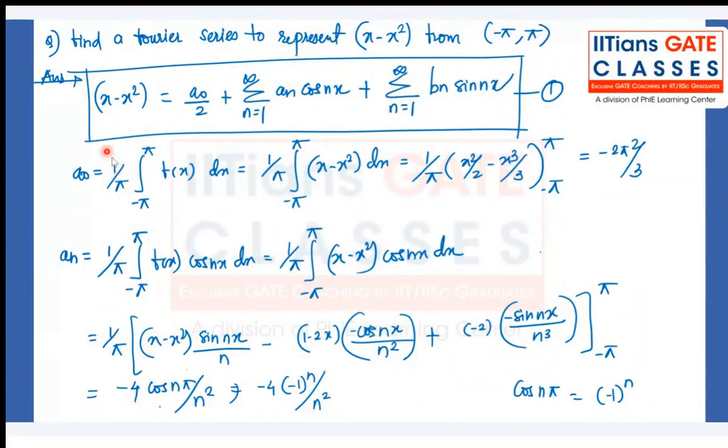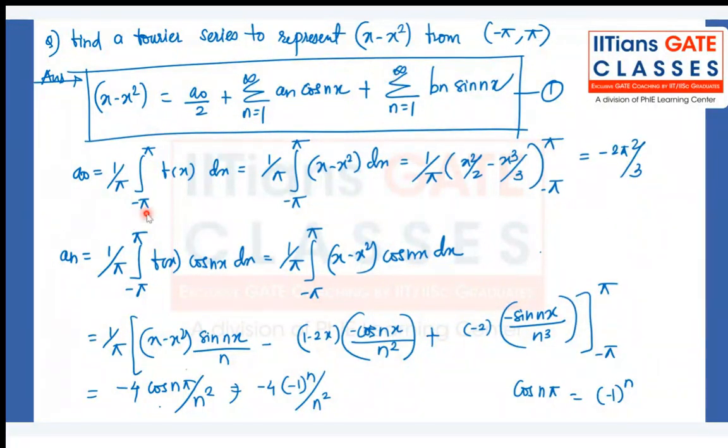And accordingly, your formulas for A0, An, and Bn will change. So your overall Fourier series, according to Euler's formula, is A0 by 2 plus summation n equal to 1 to infinity An cos of nx plus summation n equal to 1 to infinity Bn sine of nx. And now it's time to calculate A0, An, and Bn in order to represent the given function in the form of the Fourier series, or the series in terms of sine and cosine.